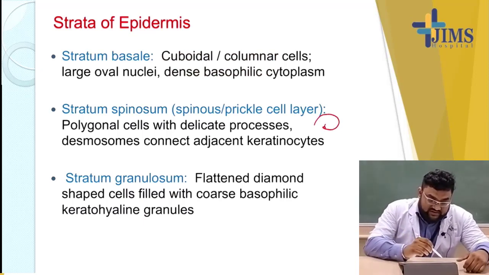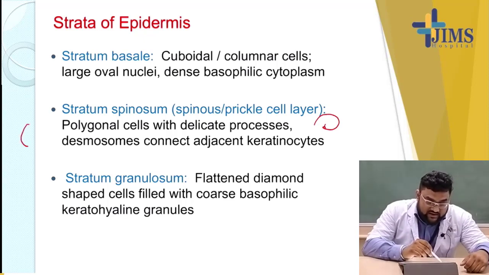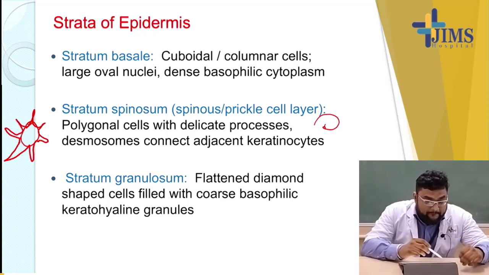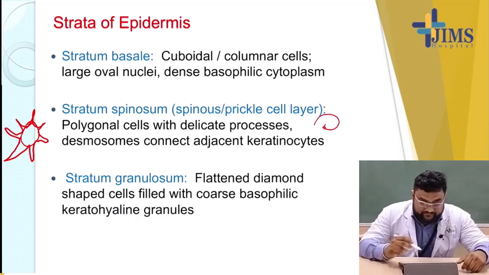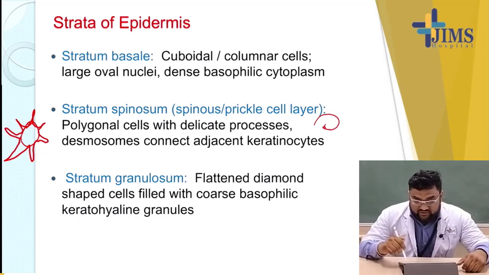What actually happens is that most of the cells are circular in shape, but once attached to other cells, they form spine-like processes, which are not usually seen, but if we put them in a hypotonic solution, we can see the spinous layer better when the cells shrink. And these are the polygonal cells with delicate processes. Desmosomes connect the adjacent keratinocytes. Then we have the stratum granulosum, which has flattened diamond-shaped cells filled with coarse basophilic keratohyalin granules.